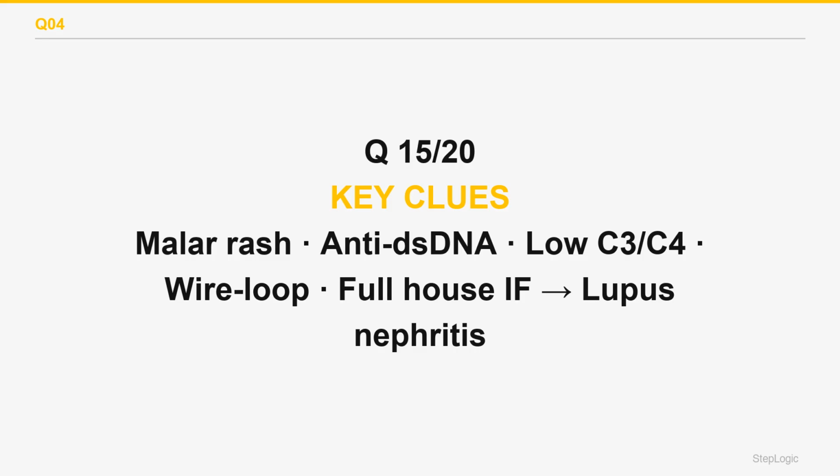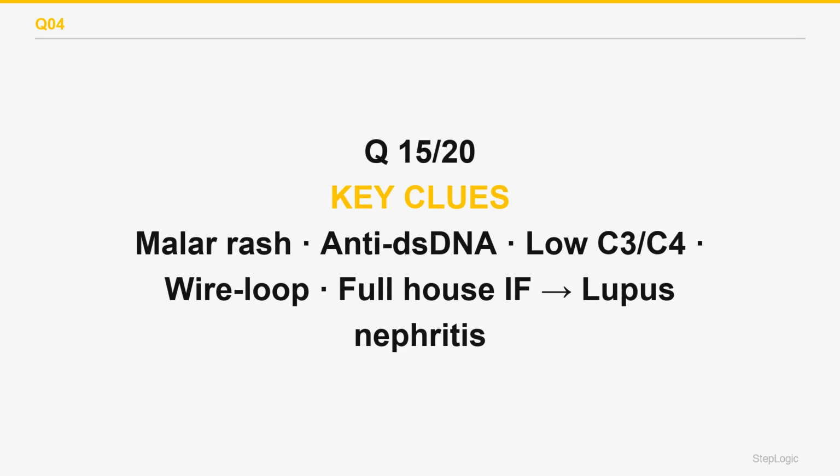Circulating immune complexes, especially anti-double-stranded DNA bound to DNA, deposit in the glomeruli. There they activate the complement cascade, consuming C3 and C4, which is why serum complement is low. Complement and recruited inflammatory cells damage the glomerular capillaries. When the deposits are subendothelial and abundant, they thicken the capillary wall into the classic wire loop appearance, seen in diffuse proliferative lupus nephritis, the most severe and common form.